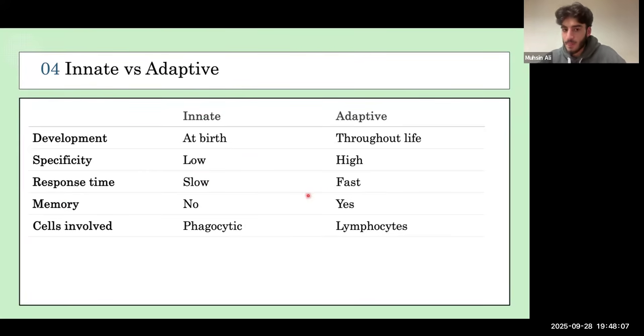Your adaptive is fast, because of the fact that we have the memory cells already and we know what the pathogens, the microbes or the antigen, are. So it's able to make the antibodies a lot quicker. And again, memory, of course, innate is no, and there is memory in your adaptive. The cells that are involved in your innate immunity are your phagocytic cells: macrophages, dendritic cells, and neutrophils. And the cells involved in your adaptive immunity are your lymphocytes, which are your T and B cells that are eventually going to do their things, one making antibodies, and the other making the cytotoxic T cells, and eventually the proteins.